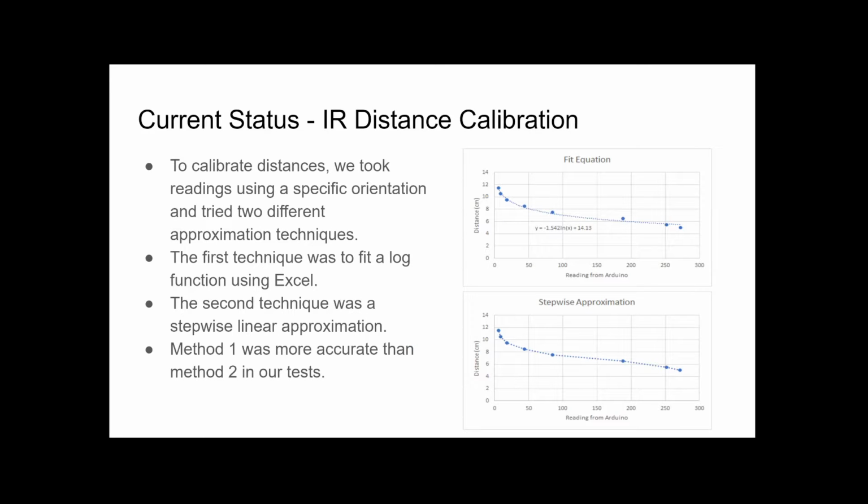To fit readings on the Arduino to actual distances, we used two different calibration methods. The first method was to fit a log function using Excel and transfer this function to an Arduino function. The second technique was to use a stepwise approximation, where we take different values as thresholds and use a linear approximation in between these points. The log fit was more accurate in our tests.